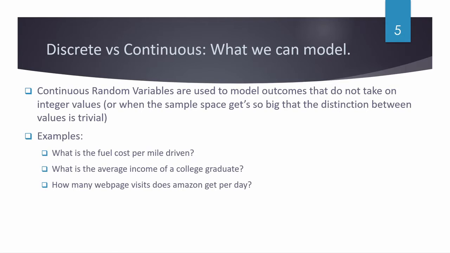And so that could happen in two ways. Either we're looking at things like miles per gallon, which is not necessarily discrete by its very nature, or something where the numbers get so big that the value of counting the probability for any one of the individual values is too small, like the number of web page visits Amazon gets per day. Whether that's 1 billion or 1,000,000,001, the change in that outcome is so negligible that we can approximate it as a continuous random variable.